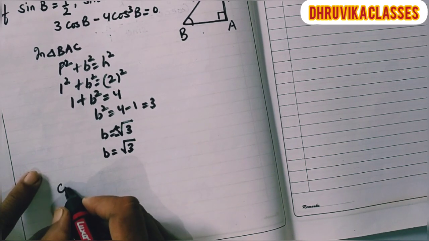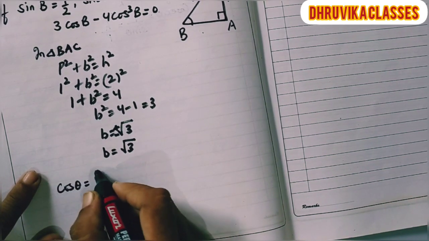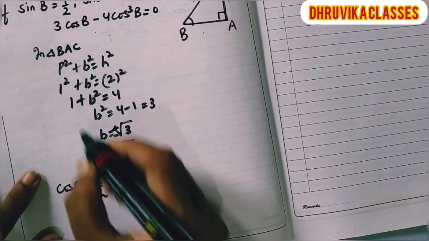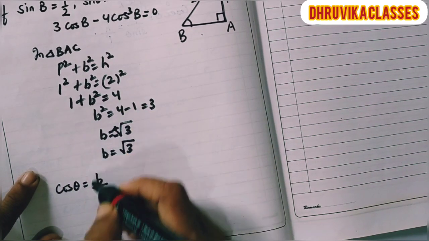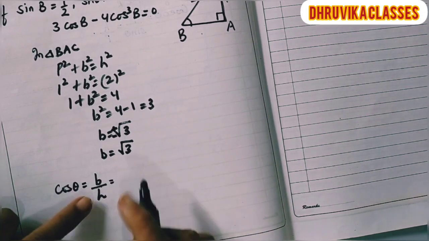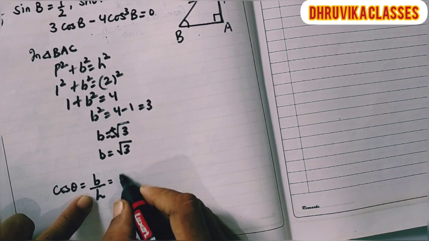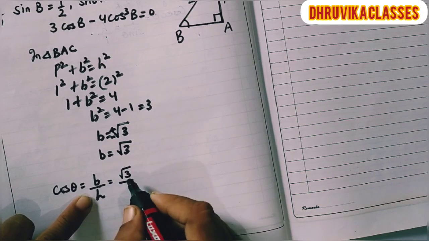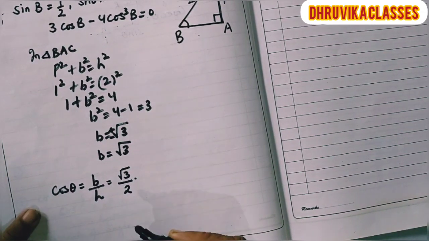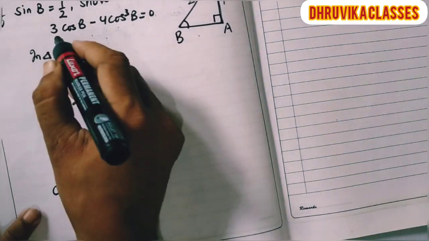So what is cos theta? We have learned cos theta is base by hypotenuse. This B and this B are different. This one is depicting the base, and the B in the formula is also the base. So we can write it as root 3 by H. What is H? It is already given as 2. So cos theta is root 3 by 2. Now we come to the problem.